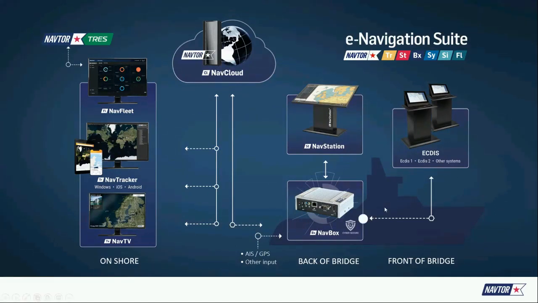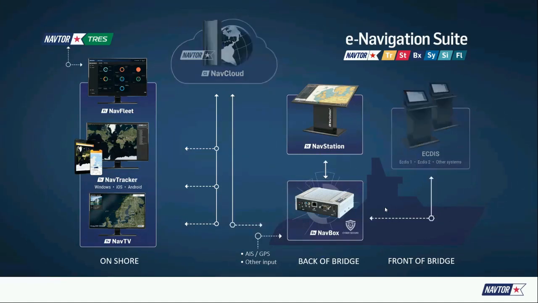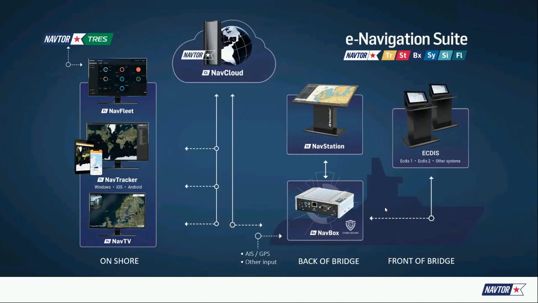That then forwards information through to the front of bridge, to the ECDIS, but also to back of bridge, to our nav station, or maybe a second ECDIS working as a planning station. This information, of course, comes back to the nav box and is distributed back to not only front of bridge, but also out to the database ashore, the nav cloud. When that data is ashore, in real time, it can be accessed by our applications such as NavTV, working in your receptions, and NavTracker, which is available not just in your offices as a decision support and management tool, but also on board as well. So this is everyone working in the same software.